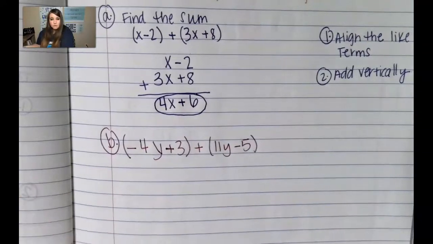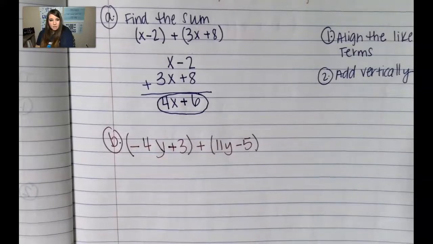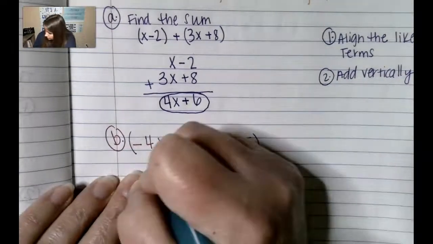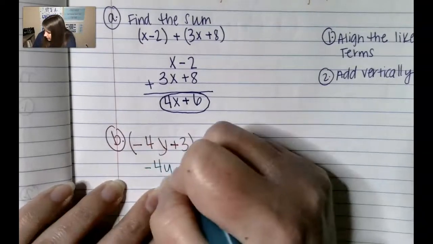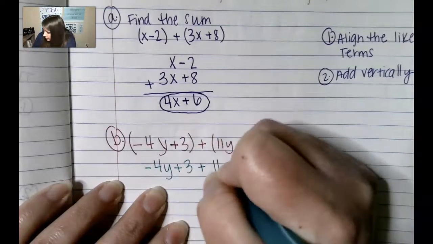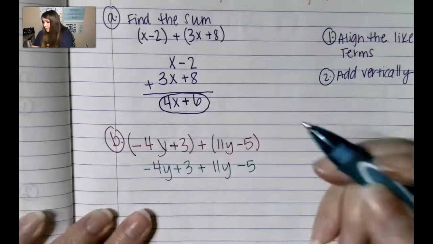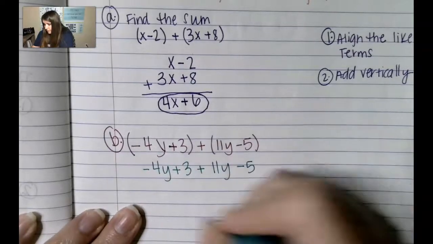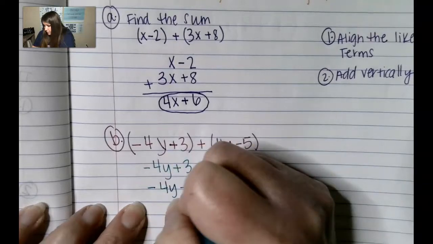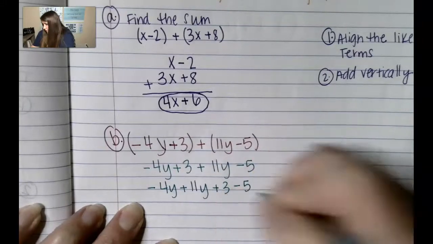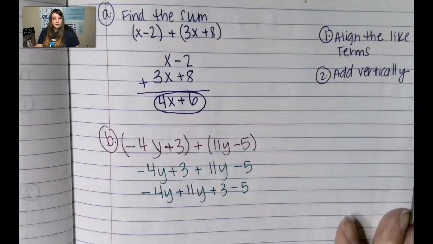So in this problem, we can rewrite it so that we can group things that are the same. Okay, so we're going to rewrite it with the sums so that we can move things around. So we'll have negative 4y, and we had a positive 3 plus 11y, and then we have negative 5. Now we can move things around that are the same. The commutative property says I'm allowed to do that. So negative 4y plus 11y plus 3. I just swapped those two because they're both positive. Minus 5.